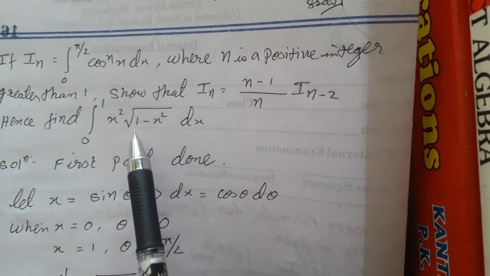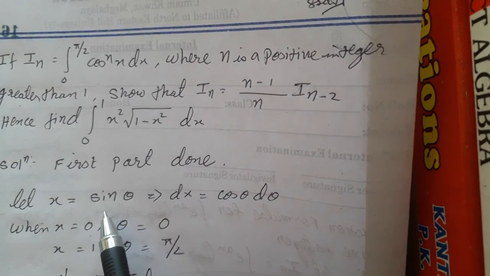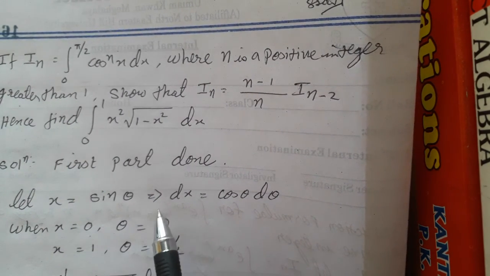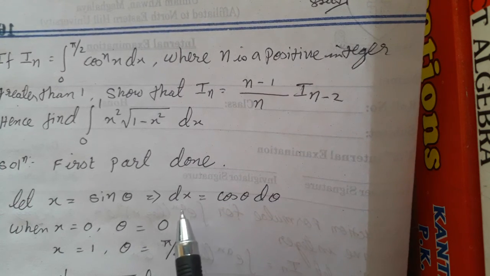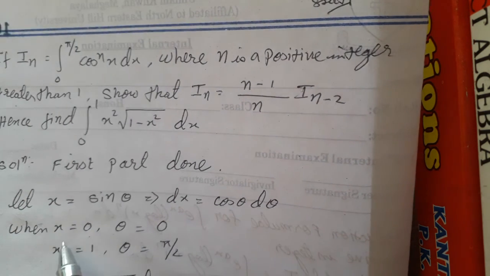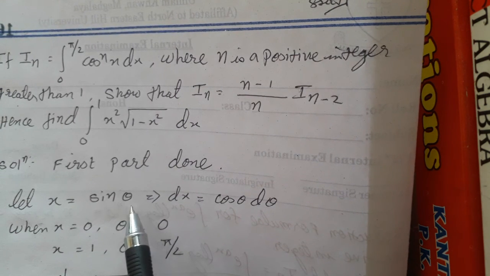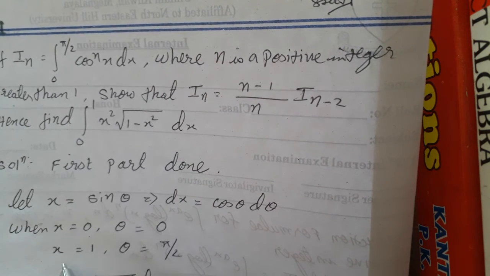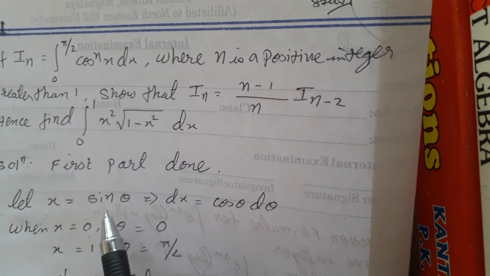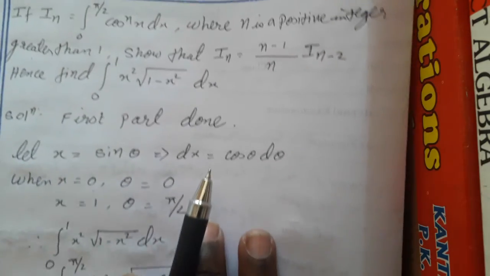So here to solve this, I'll take x equal to sin θ. Then if I differentiate this with respect to θ, we get dx/dθ equal to cos θ, so this implies dx equals cos θ dθ. When x is 0, which value of sine gives you 0? Sin 0 is 0, so θ will be 0. When x is 1, which value of sine gives you 1? That is nothing but π/2, so θ is π/2.